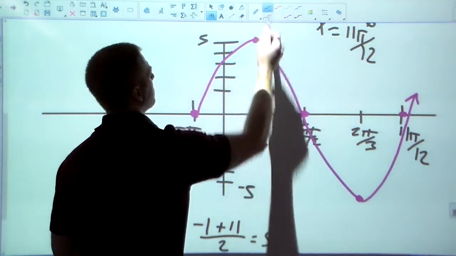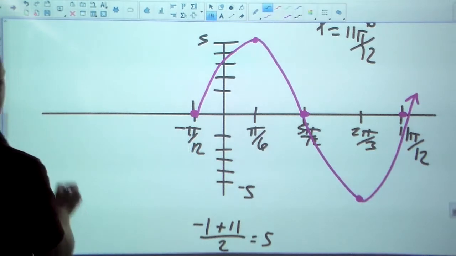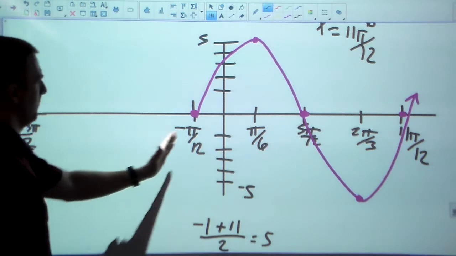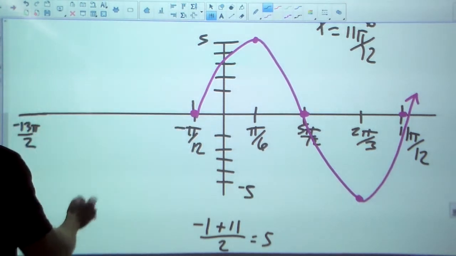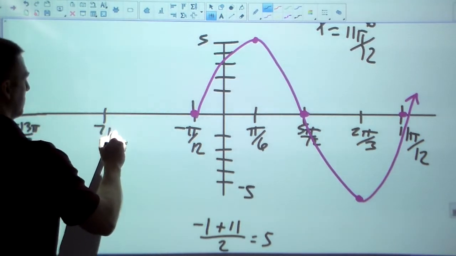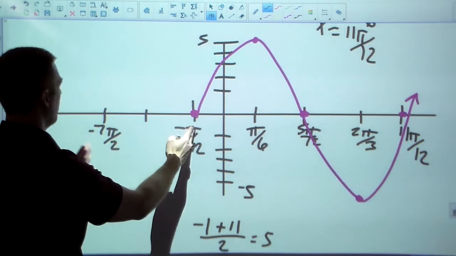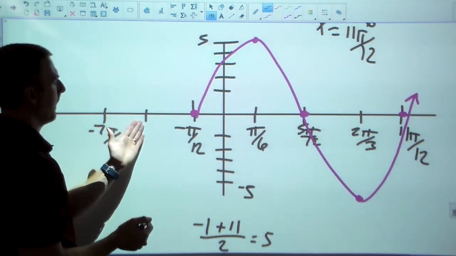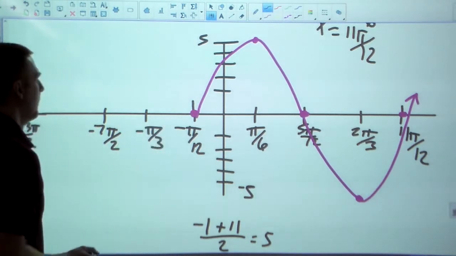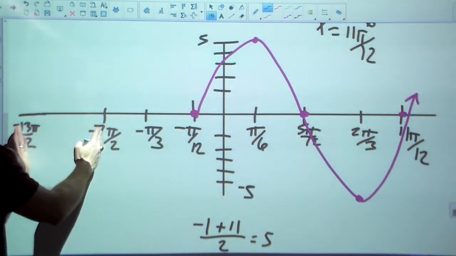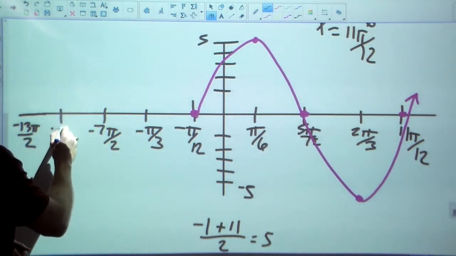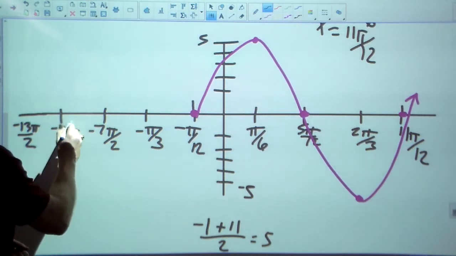Now back here, we went pi units back. That's going to put us at negative 13 pi over 12, if you subtracted another pi away from there. Now, halfway between 1 and 13 would be 7. Halfway between negative 1 and negative 7 would be negative 4. Negative 4 pi over 12 reduces to negative pi over 3. Halfway between negative 7 and negative 13 would be negative 10. 10 over 12 reduces to 5 over 6, so negative 5 pi over 6.